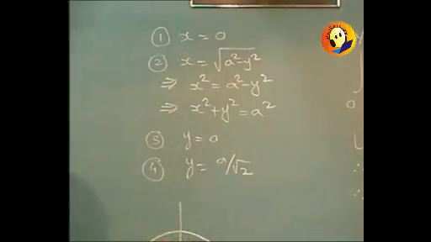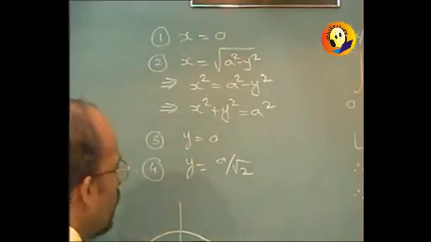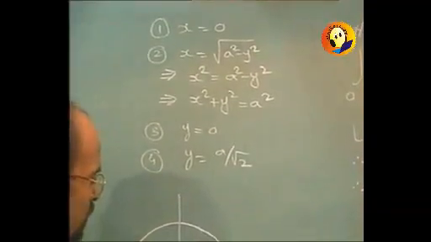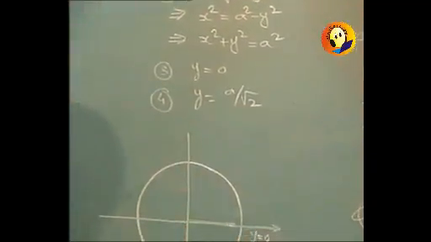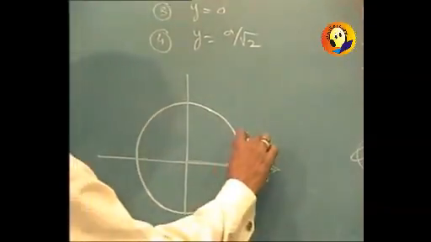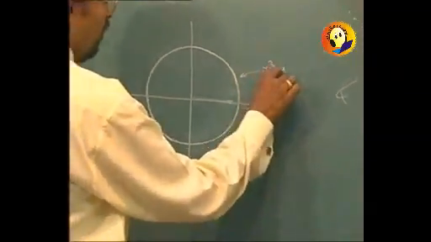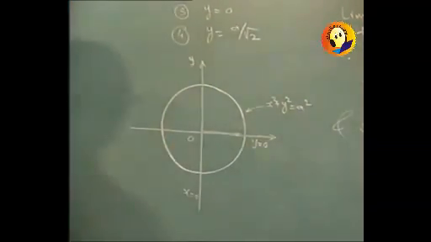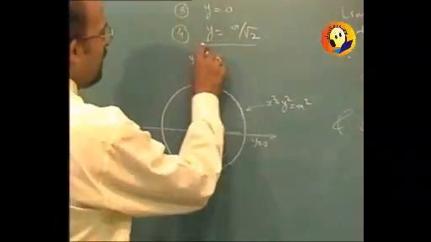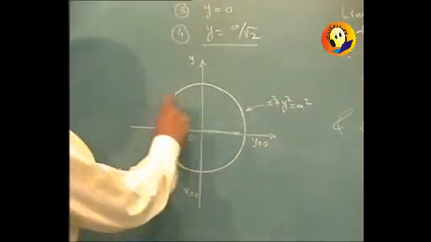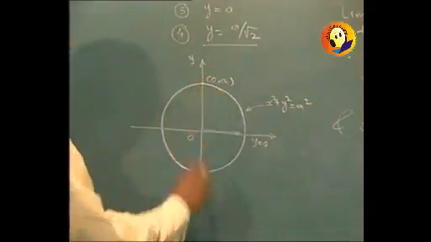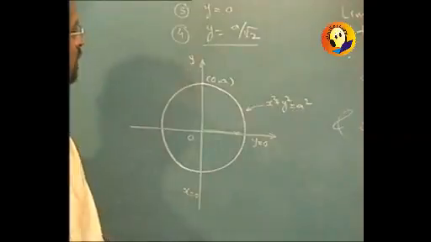This will be the circle x square plus y square equal to a square. The x-axis, that is y equal to 0, is one of the boundaries. The y-axis, that is x equal to 0, is also a boundary. This is the circle x square plus y square equal to a square. And the line y equal to a upon root 2 has to be drawn somewhere here. It is going to be definitely below the point 0, a, because a upon root 2 value is less than a.